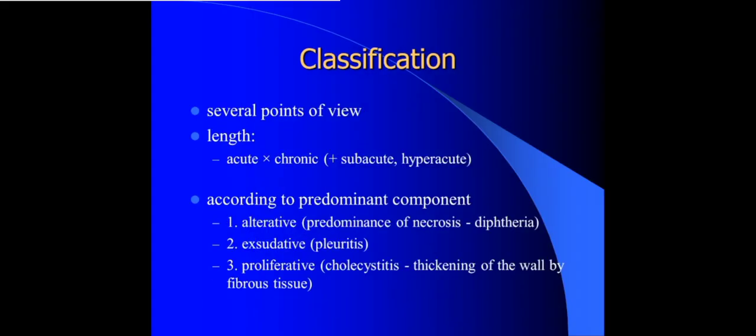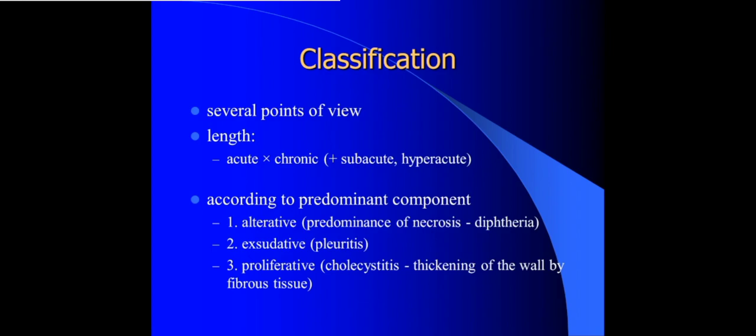Inflammation is categorized into several types. First, according to length, acute or chronic. They may be cured easily, that is acute, and they may act as harmful, that is chronic. According to predominant component, first is alterative, meaning predominance of necrosis, like diphtheria.